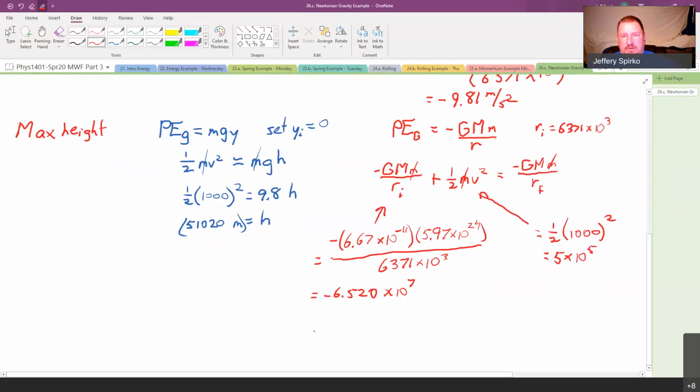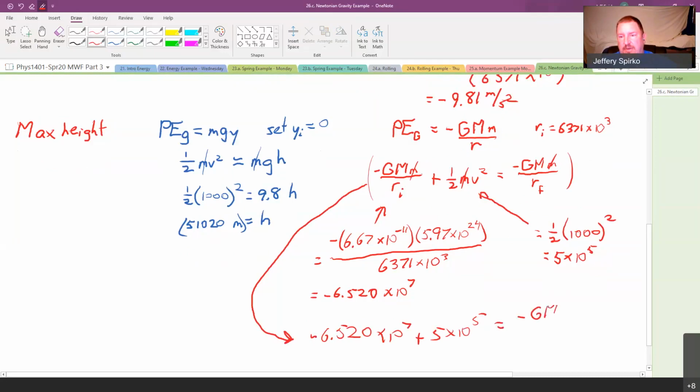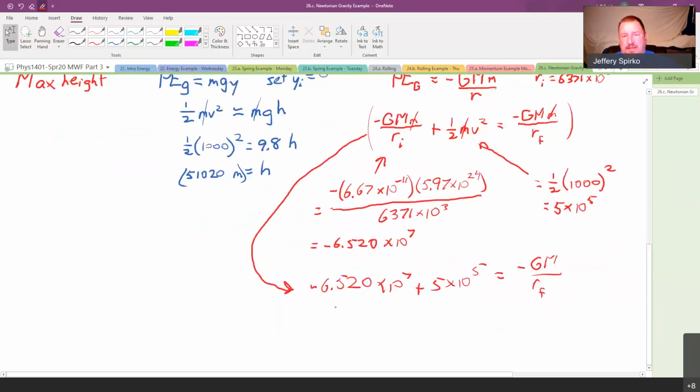So now let's take note of where we are. So the whole equation is going down there. This is minus 6.520 times 10 to the 7th plus 5 times 10 to the 5th equals minus GM over R final. Well, to me, I think it would be a good idea to turn these things into regular numbers. So let's combine these.